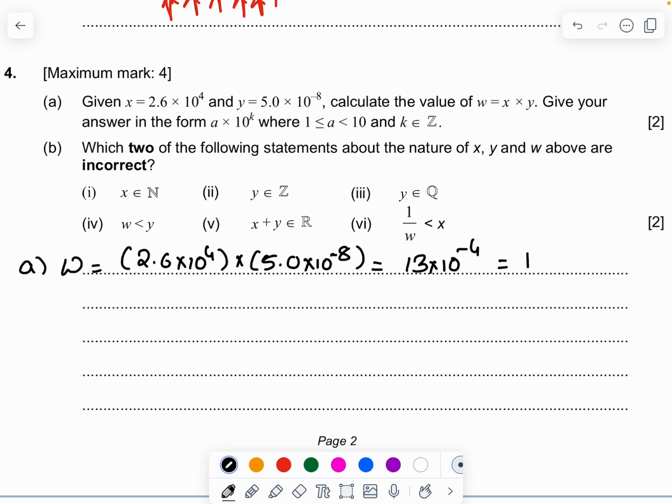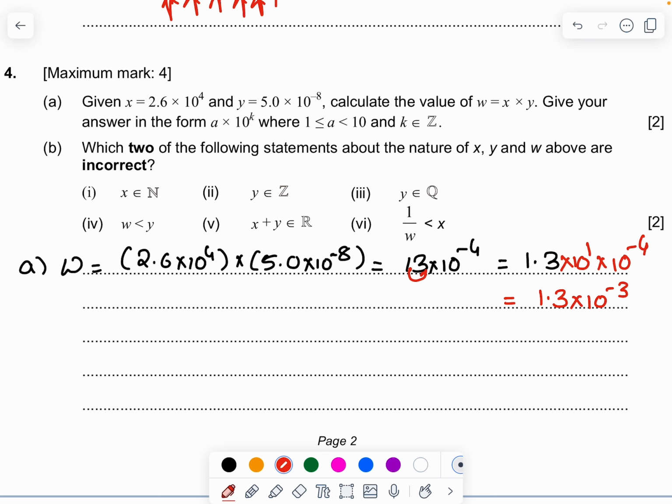Once again, it should be written as 1.3. In order to become the original number, it should move one digit forward. So 1.3 times 10 power 1, and 10 power negative 4 is there as it is. So my final answer is going to be 1.3 times 10 power negative 3.